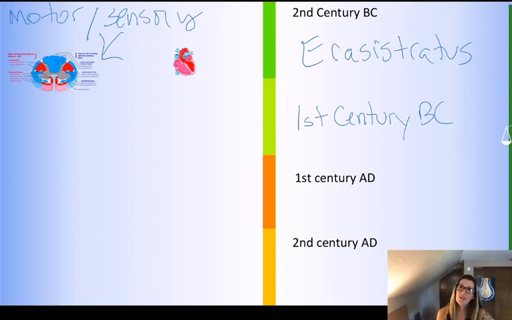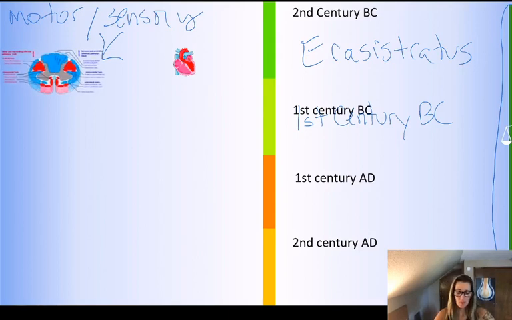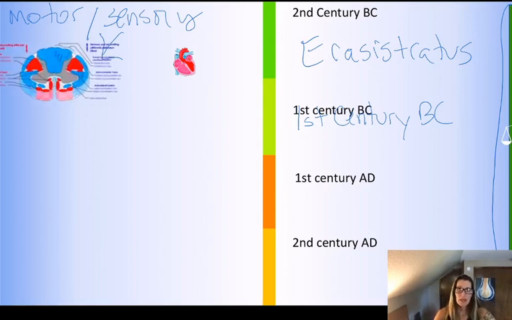And while we have ideas developing, we still continue to have the persistence of this idea of the 4 humors, and that the 4 humors are what balance our health. Oh, look, there it is, 1st century BC. Now we're going to make our motor and sensory neurons a little bit bigger. My animations are a little bit off. Don't worry, I'll get better about it.